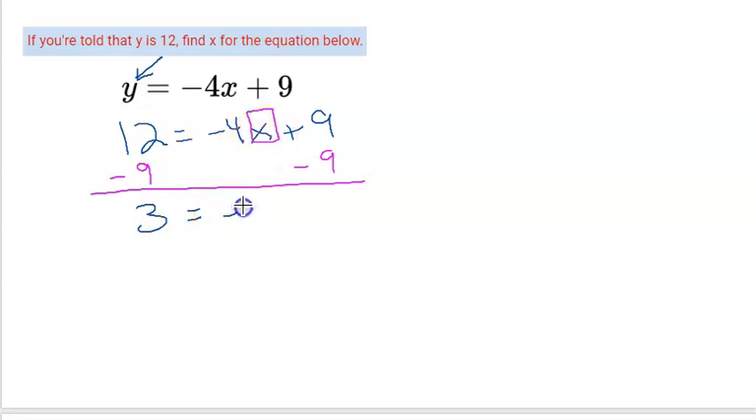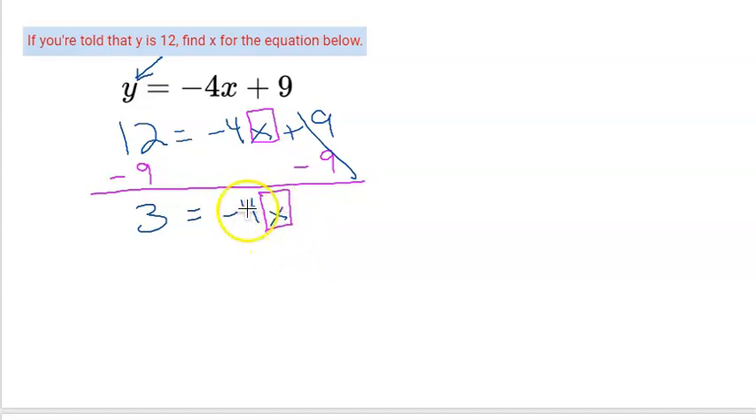I still have my negative 4x here. I'm keeping my eye on it, but positive 9 and negative 9, when I add them together, is 0. And so I get to cross it out because plus 0 doesn't change anything. Now you still keep your eye on the ball. I want x by itself. So you say, what's happening to the x?